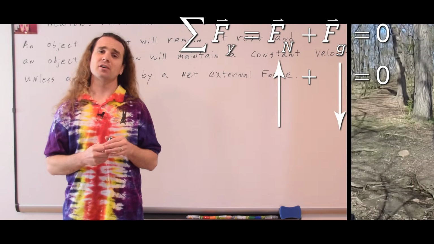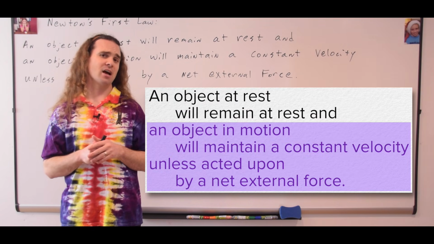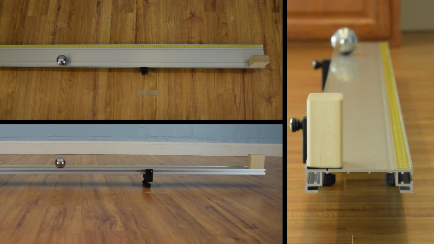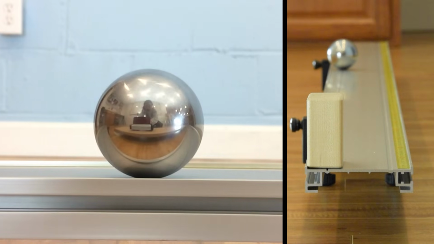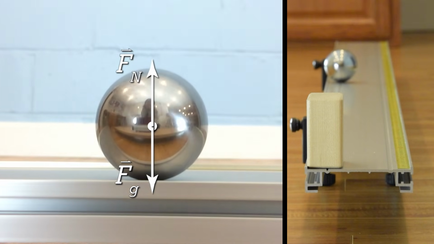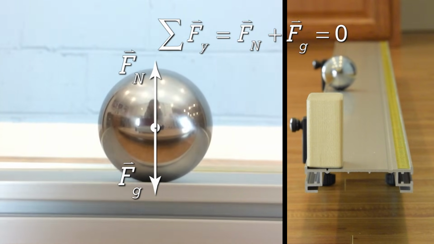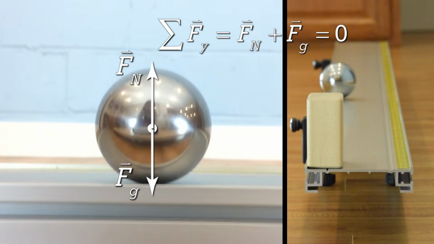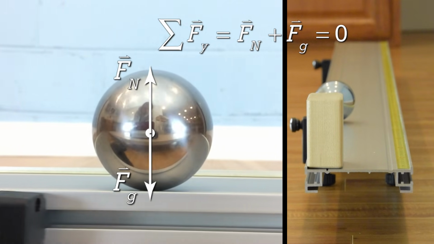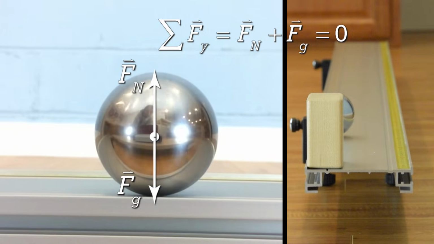Next, let's talk about the other case. An object in motion will maintain a constant velocity unless acted upon by a net external force. Let me show you. You can see this steel sphere is in motion and will continue to move at a constant velocity until it experiences a net external force. Again, it has forces acting on it right now, the normal force and the force of gravity. However, those 2 forces are equal in magnitude and opposite in direction, so they cancel one another out because their sum is 0. So, the sphere will maintain a constant velocity until it experiences a net external force.